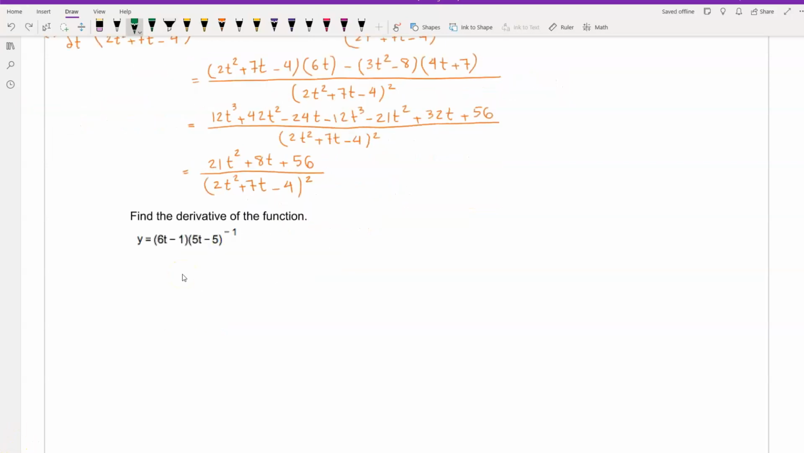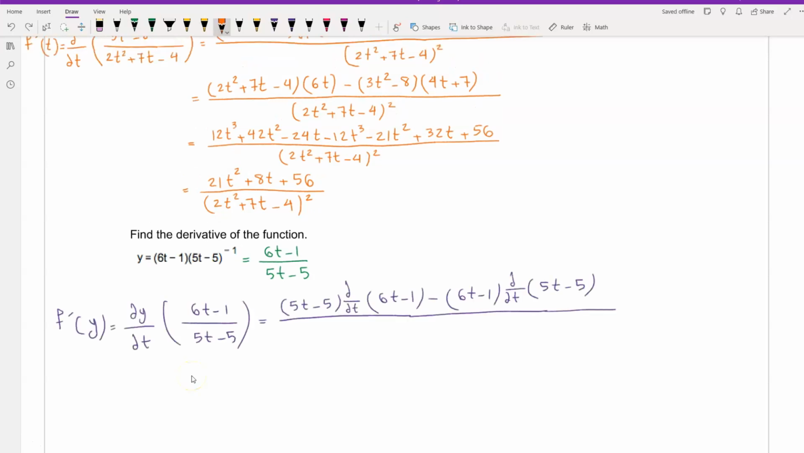Find the derivative of the following function. Y is equal to 6t minus 1 times 5t minus 5. And here power is -1. So here we had a negative power. I try to have positive power instead. So instead of 5t minus 5 to the -1, I moved that to denominator, this negative power moving to denominator to make that positive. So here in denominator we have 5t minus 5 and power is +1.